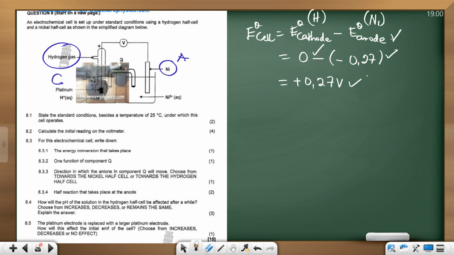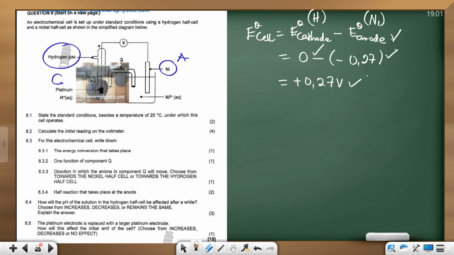All right. Energy conversion that takes place in the cell: chemical to electrical. One function of Q: it's the circuit maintains electrical what? Neutrality. That one you must know, guys. And you must know both of them. Q is a salt bridge. Balance is neutral. Neutrality of the cell. All right. I taught you this.